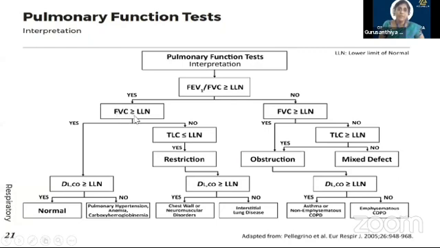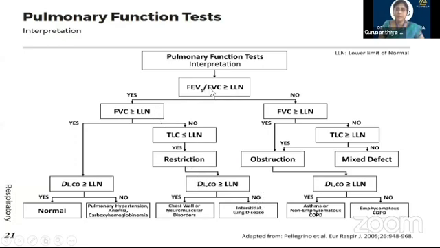If FEV1 by FVC is normal but FVC is reduced, then you see the total lung capacity. If the total lung capacity is reduced and FVC is reduced, then the patient probably has a restriction. Restriction can be from a chest wall disorder or from an interstitial disorder. So then you see the DLCO. In chest wall disorder, there is no parenchymal etiology, so the DLCO will be normal. In interstitial lung disease, the membrane is affected, hence the DLCO will be less than predicted. This part of the graph is done.